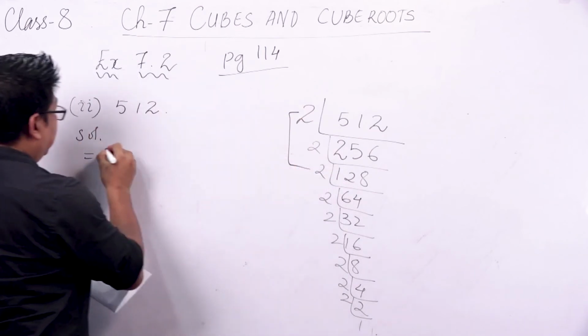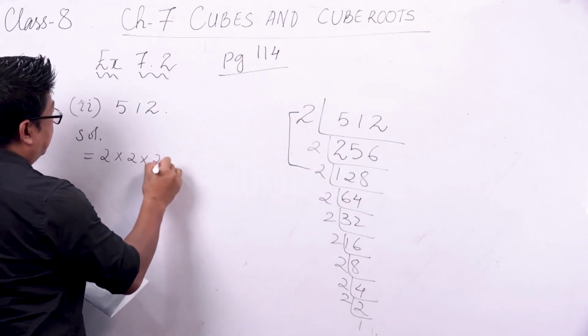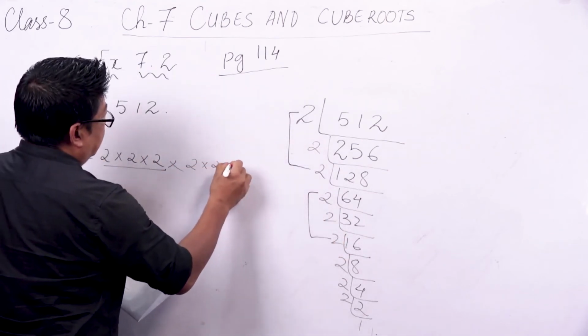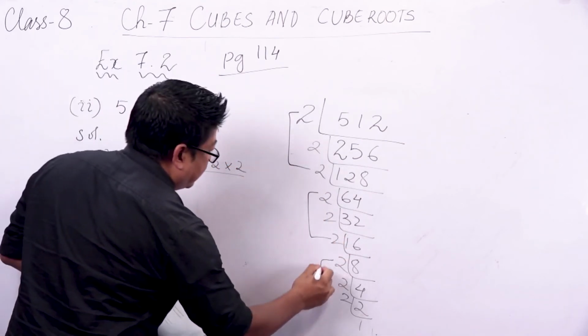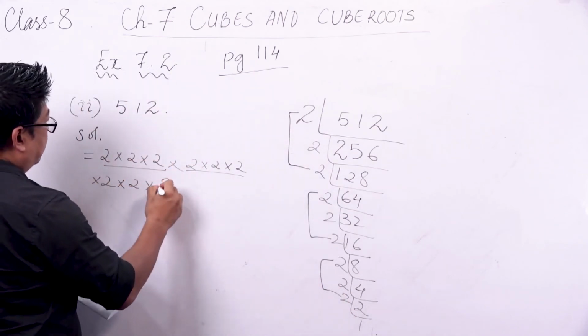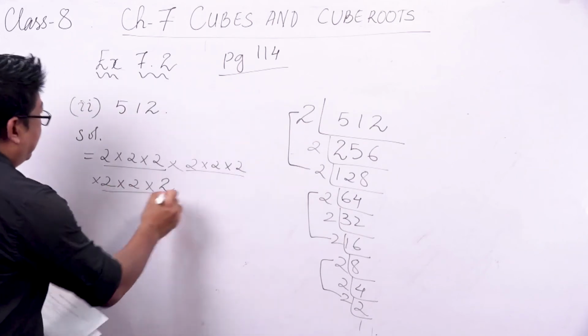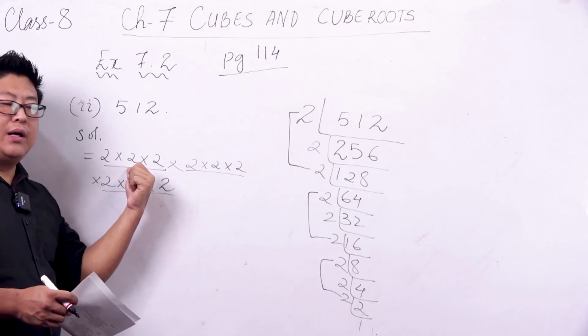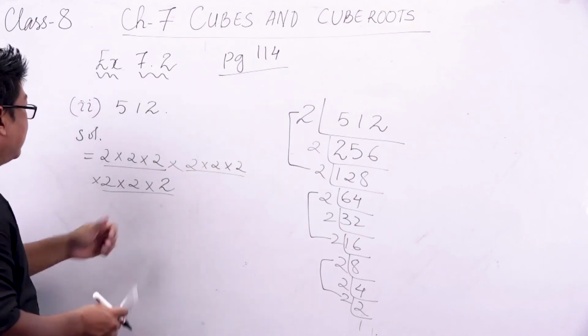first let's write this tree, 2 into 2 into 2. Then this tree, 2 into 2 into 2. Then this tree, 2 into 2 into 2. All right. Now we have 3 triplets here. First one, second one, and third one.